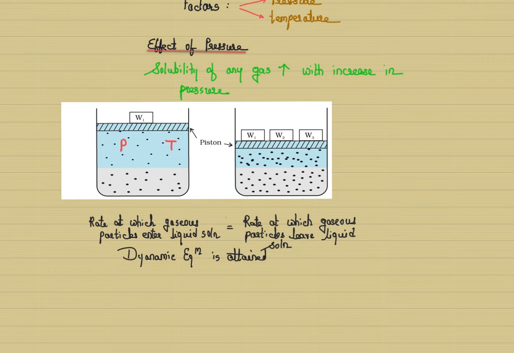Now, a quantitative relationship between the pressure exerted by the gas over the surface of any liquid and its solubility in that liquid was established by a person called Henry. And this relationship was expressed by Henry in the form of a law, which is then called Henry's law. So now let us move on to Henry's law.